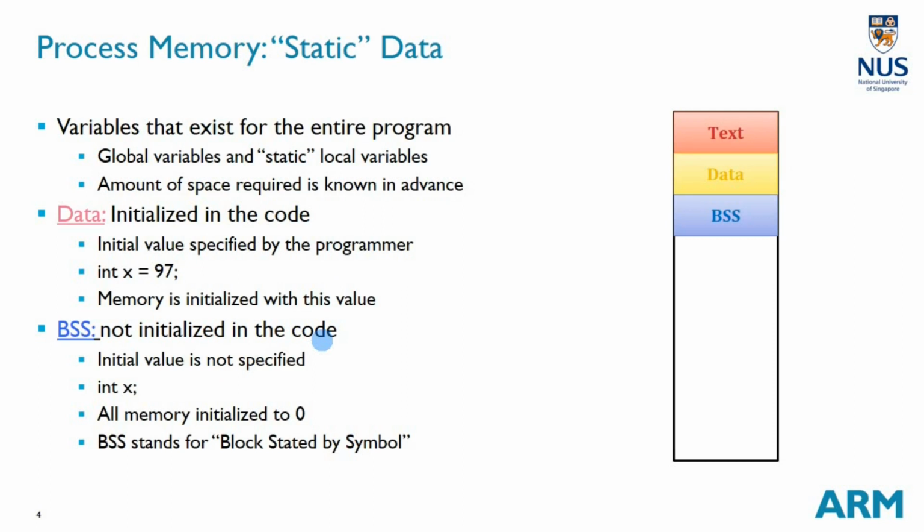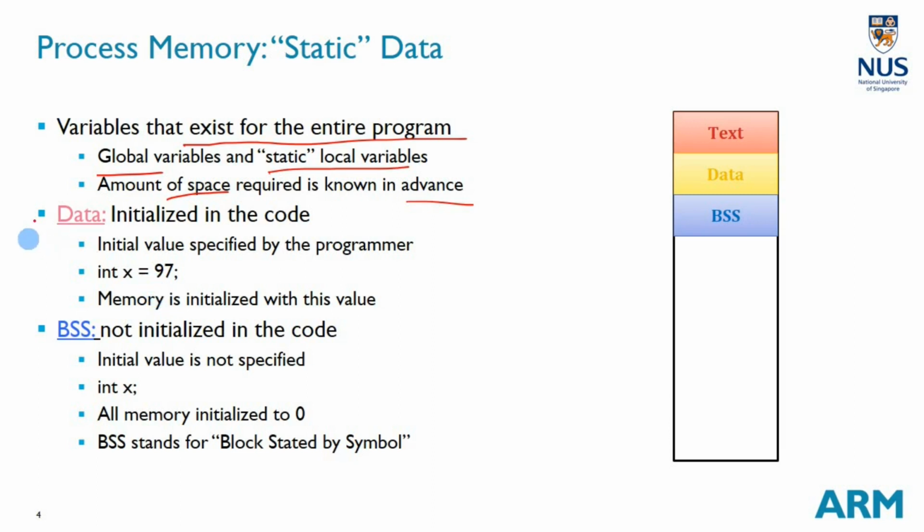Now the next thing is global variables and static local variables. For global variables and static local variables, they exist for the entire program duration. So from the moment the system is powered up, these variables will hold values, or can hold values, that are needed for the entire duration where the system is powered up. And in this case, we also know the amount of space that is required beforehand. Now this goes into two different sections of the memory.